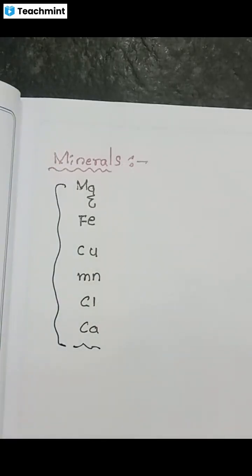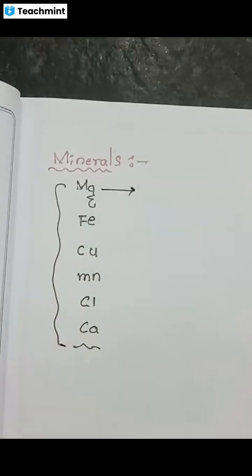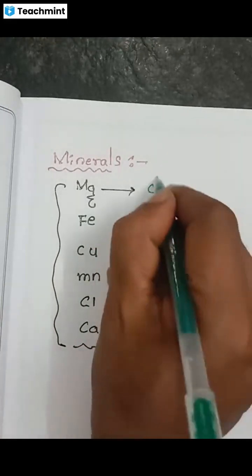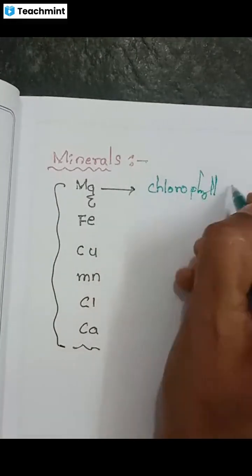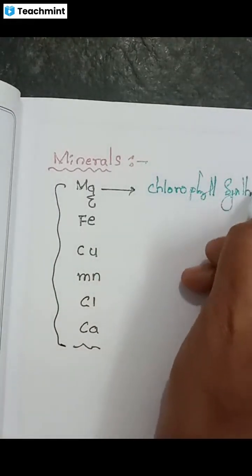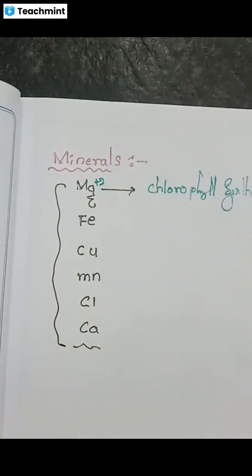So minerals. In photosynthesis, the minerals like magnesium, iron, copper, manganese, chlorine, calcium play an important role because the magnesium ion is needed for chlorophyll synthesis. The magnesium Mg+2 is required for the synthesis of chlorophyll.